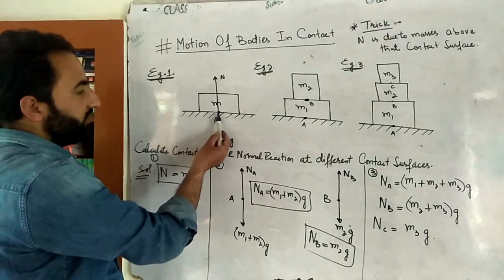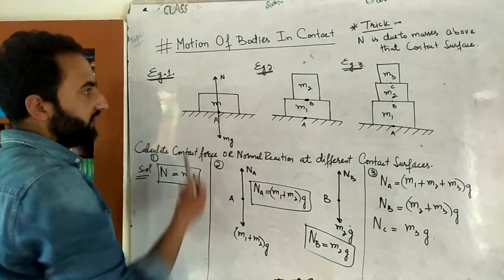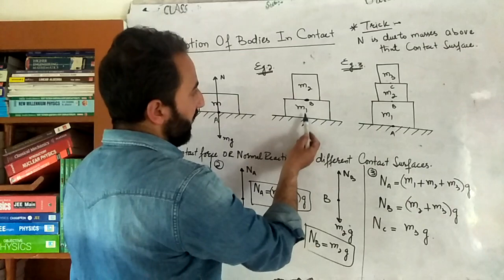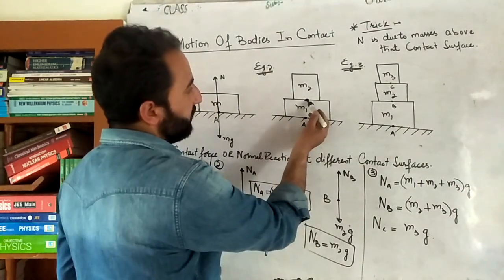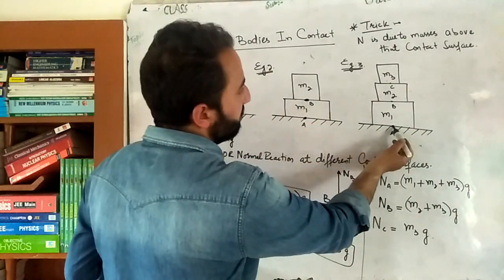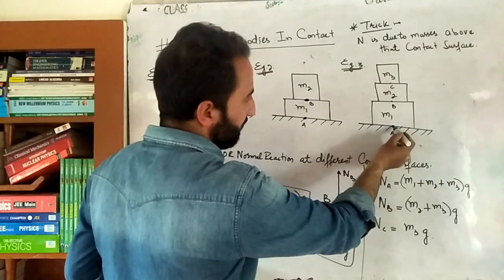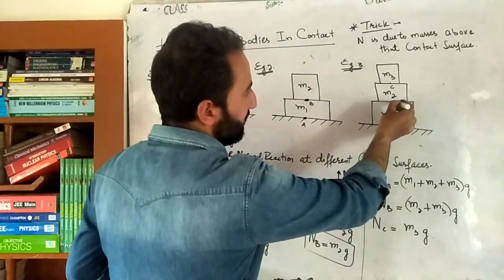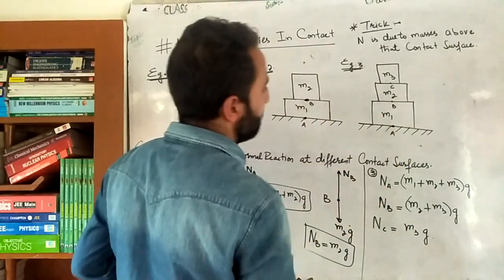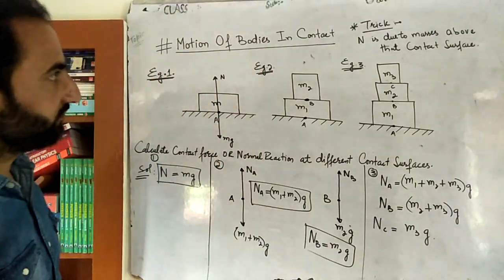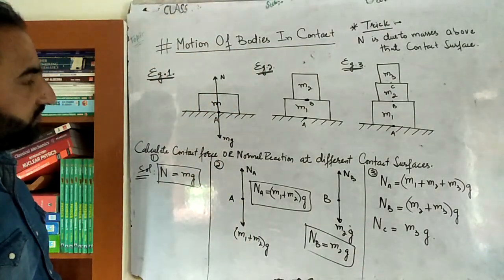At this point there is only one mass above, so the normal reaction at this point is mg. At this point it is m1 plus m2 multiplied by g. At this point it is m2g. At this point it is m1 plus m2 plus m3 multiplied by g. At this point m2 plus m3 multiplied by g. At this point m3 multiplied by g. As simple as that. Okay, so pause the screen and write it down.